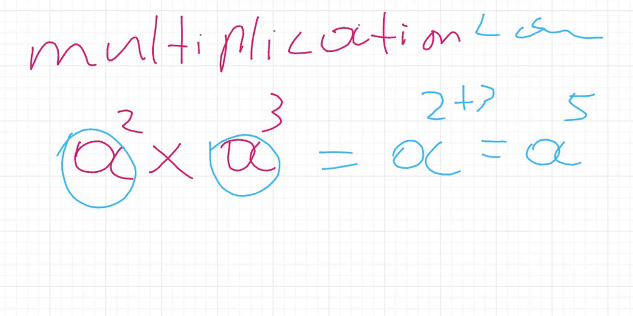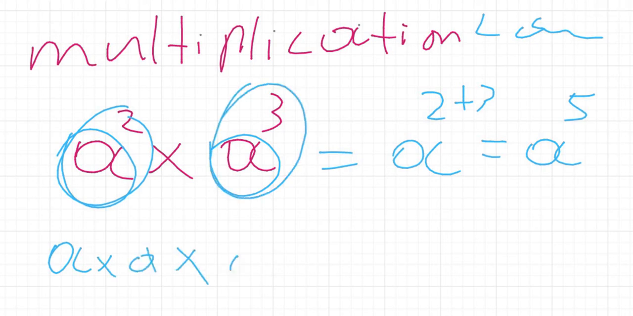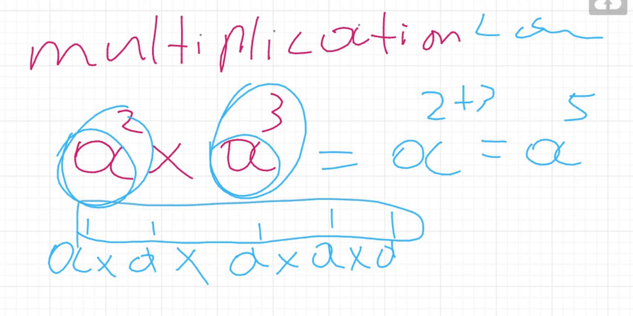Or we could even expand this. A raised to the power of 2 is basically a times a, and a cubed is 3 identical a's being multiplied, so a times a times a. Each variable has an exponent of 1. If we count how many exponents we have, we see we actually have 5. Since the bases are the same, we just bring back one of the bases and add 1, 2, 3, 4, 5. So it can be looked at in many ways.